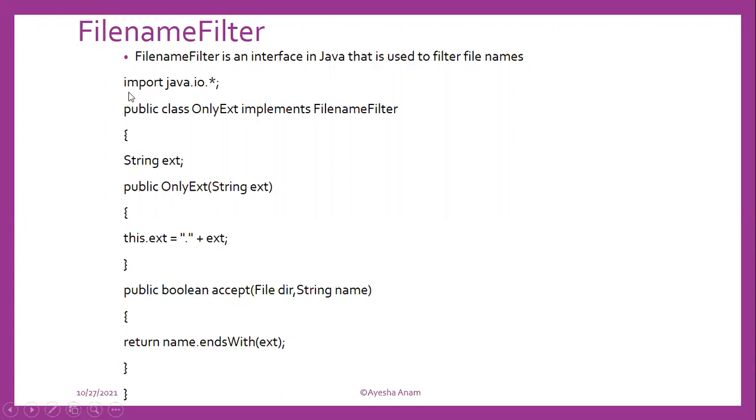So we have to use the IO package, use OnlyExt. Now we are creating a class that is having the name OnlyExt. We have to extract files of a certain extension, ext, and we are implementing FilenameFilter. Okay. So we have used here String ext, and OnlyExt is the constructor where we are passing the ext string. Now we have to extract the files that end with ext.